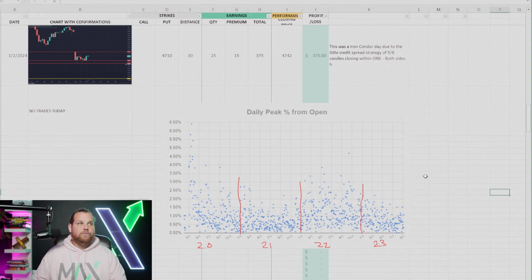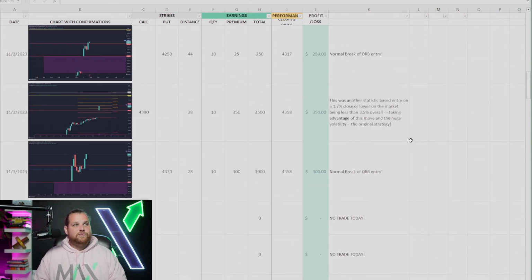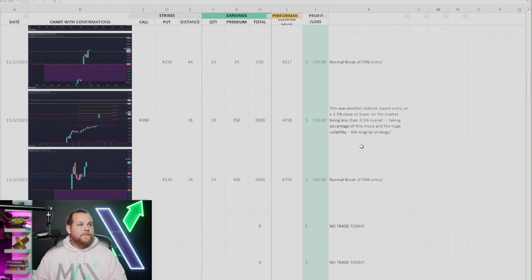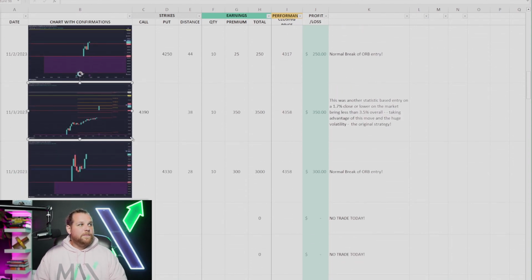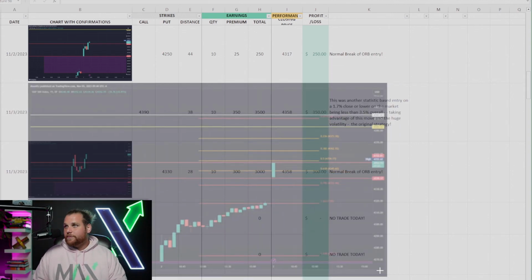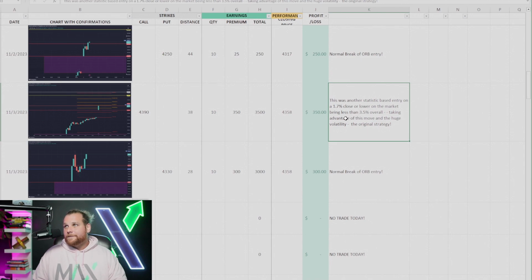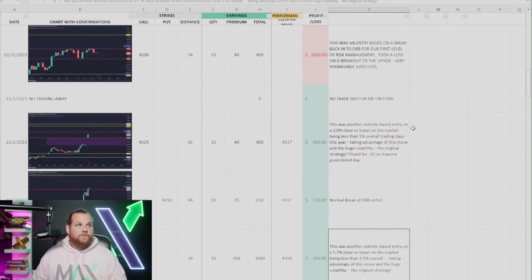And I'm going to show you right now, when I scroll up here, I'm going to find a statistical based entry just like this. We had a large gap up in the market this day. And with this large gap up, I took a statistical based entry that the market was not going to close at 1.7% or higher. And with that, it was less than 3% of all overall days. So I'm taking that statistical based entry.